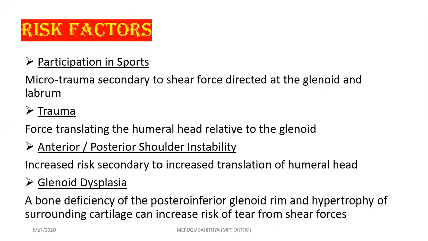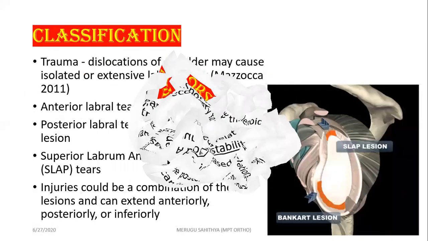And glenoid dysplasia, this is a bony deficiency of the posterior-inferior glenoid rim, and hypertrophy of surrounding cartilage can increase the risk of tear from the shear forces. These are the most important risk factors for the glenoid labrum injuries.